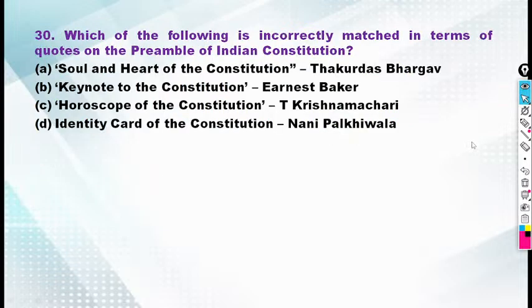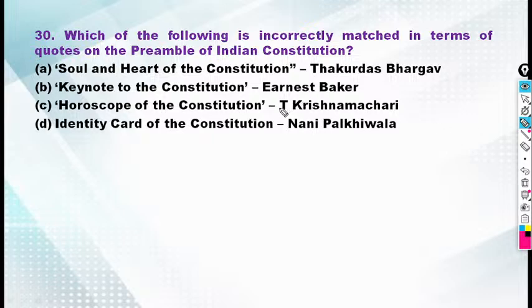Which of the following statements is incorrectly matched in terms of quotes on the preamble of the Constitution? There are various quotes on the preamble mentioning its significance in various terms. Thakurdas Bhargava has rightly said that the preamble is the soul and heart of the Constitution and also a jewel of the Constitution of India. Ernest Barker is quoted to have said that it is a keynote to the Constitution. That is right. Horoscope of the Indian Constitution is said of the preamble, because the preamble professes what the Indian state should be and forecasts its nature.